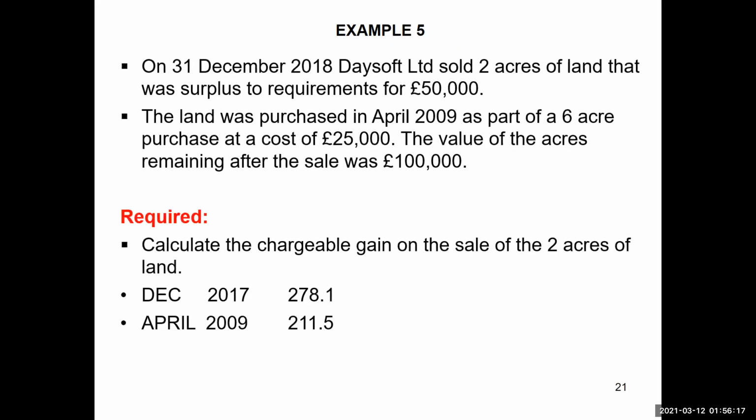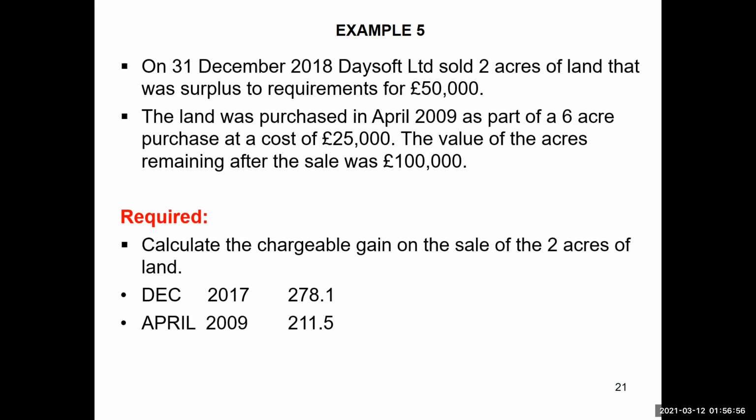Okay, so an example: we have a land which was a 6 acres plot of land. We bought it at a cost of 25,000 in April 2009. In December 2018, we sold 2 acres of that land for 50,000, because we thought it was surplus to requirements. Now, the value of the acres remaining after the sale is estimated to be 100,000. So we sold 2 out of 6, and we still think the remaining value of the 4 is 100,000. Calculate the chargeable gain on the sale of the 2 acres, and we have our indexation.